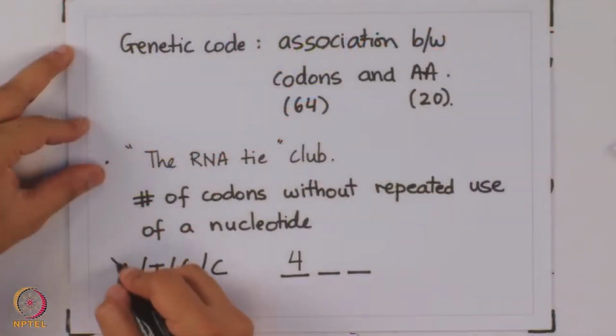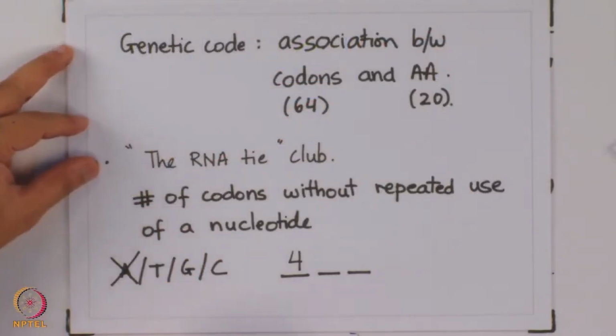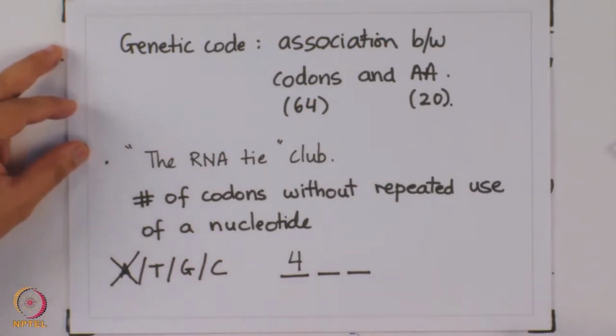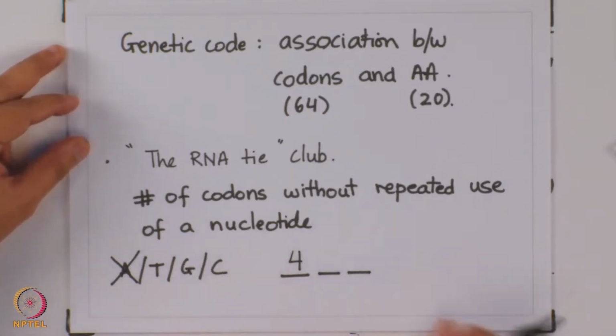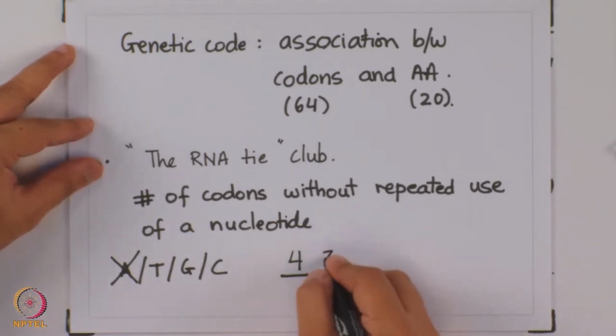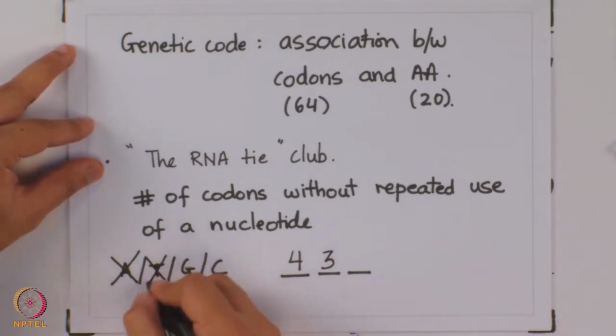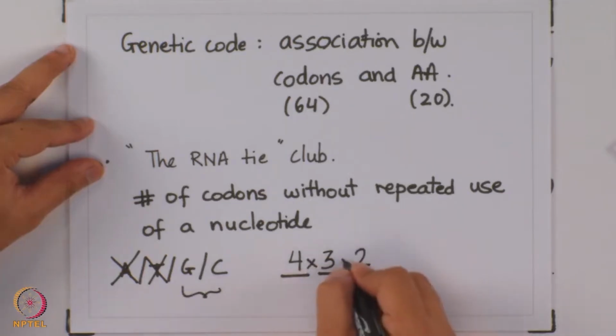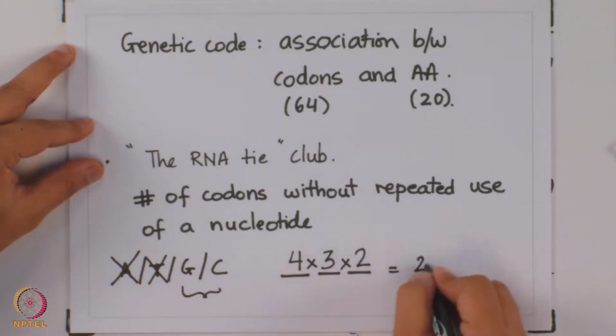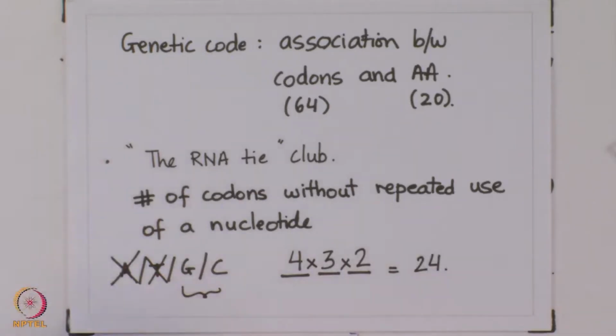For the first position, we could have any one of the 4 nucleotides, so we have 4 options. For the second position, because we have used one of the 4 up, it could be any of the other 3, which leaves us with 3 options, leaving out the one that we have already used in the first position. And for the last position in this codon, we are left with only 2 choices. So 4 cross 3 cross 2 is equal to 24, still not quite equal to 20.